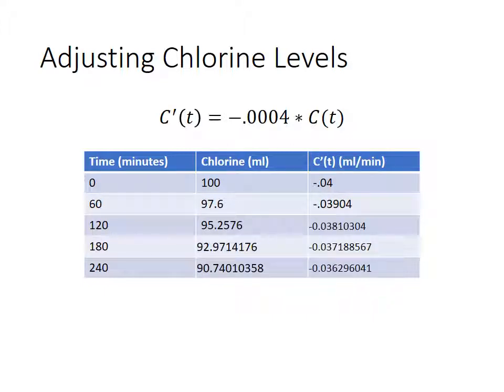So, after 4 hours, we'd be down to almost 90 milliliters of chlorine left in the pool. We'd get to 75 milliliters eventually, but it looks like it would take a pretty long time. Of course, these numbers are bad approximations.